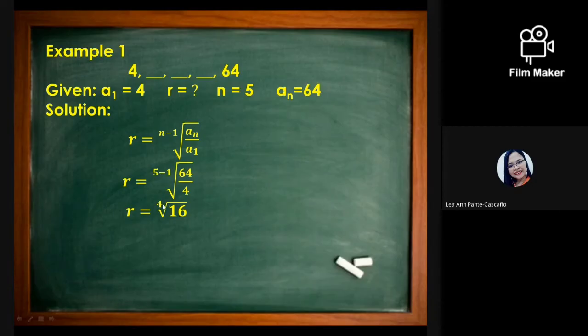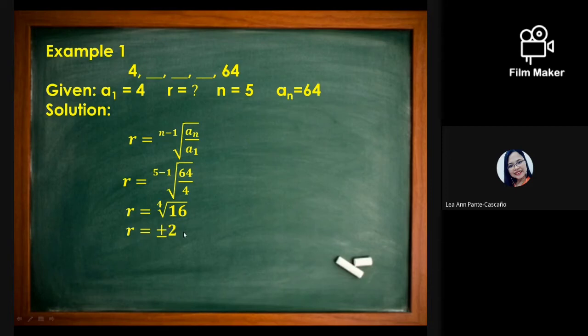5 minus 1 is 4. Therefore, the fourth root of 16. Ano ba yung number? Pag multiply natin by itself ng 4 times, ang magiging sagot ay 16. So, that is 2. 2 times 2 is 4, times 2 is 8, times 2 is 16. So, therefore, the common ratio po is positive and negative 2.